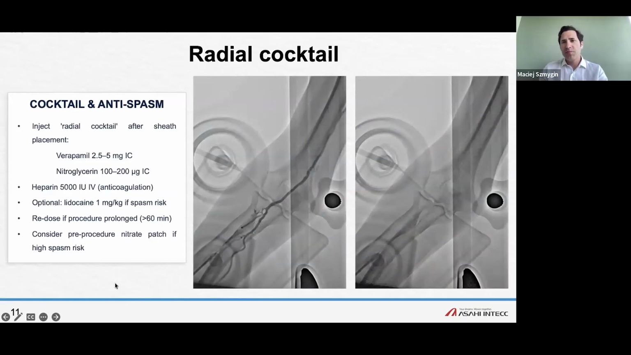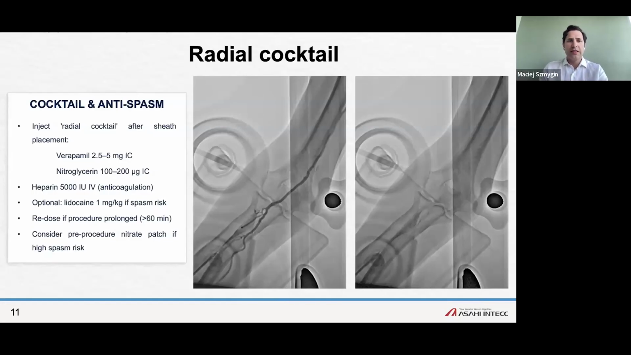Very important is to be prepared that we have to inject something after we successfully puncture the artery. It's called a cocktail or antispasm cocktail. What we do in our practice is verapamil, 5 milligrams. We have to remember to monitor the patient's pressure because it's a vasodilator, so the pressure may drop, and we have to consult with anesthesiologists, or if it's general anesthesia, we have to be aware.